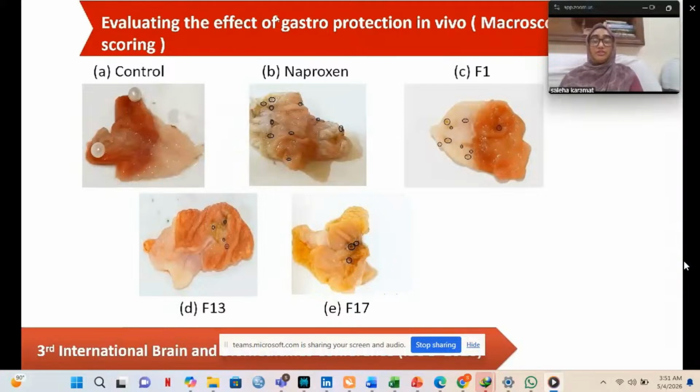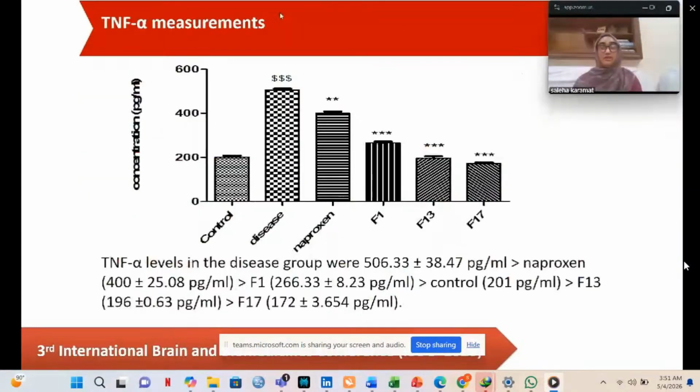Serum interleukin 6 is the biomarker that shows us that the disease group induces the inflammation. And the formulations F17 and F13 show us that the inflammation is reduced. In TNF alpha measurement, it also shows us that the inflammation is reduced in the formulations F13 and F17.